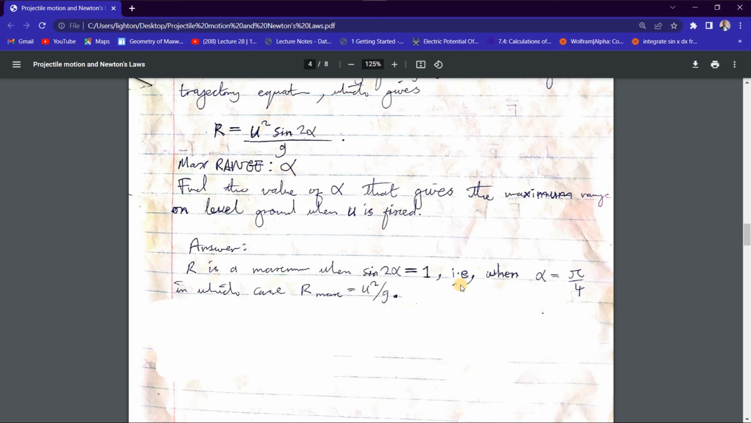You shouldn't be confused because this alpha is just pi over 4, which is 45 degrees. What we're simply trying to say is that when you launch a projectile at an angle of 45 degrees, that's the only way you get the maximum range, which is the maximum horizontal displacement made by a projectile.